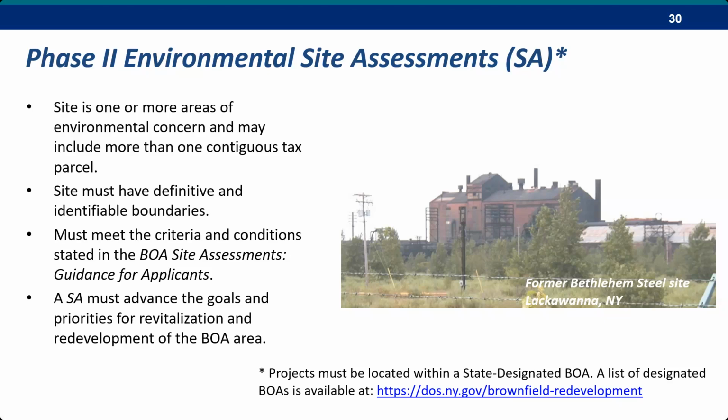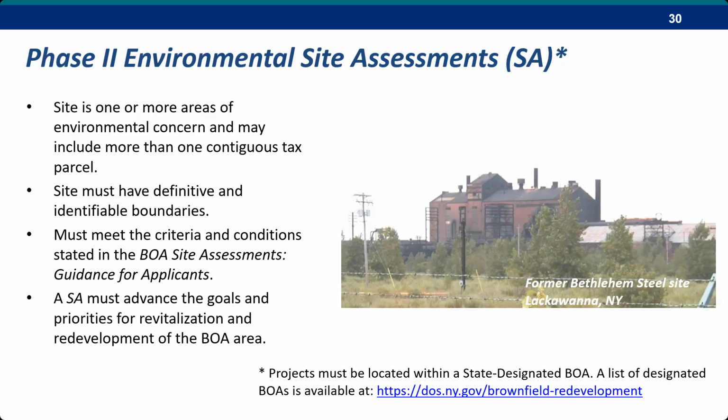The completion of an environmental site assessment should advance the goals and priorities for revitalization and redevelopment of the BOA area. Phase 2 environmental site assessments must meet all criteria contained in the Phase 2 application for site assessment supplement and the requirements as detailed in the BOA RFA. Project sites must be located within a state-designated BOA. A list of state-designated BOAs is located on the department website.